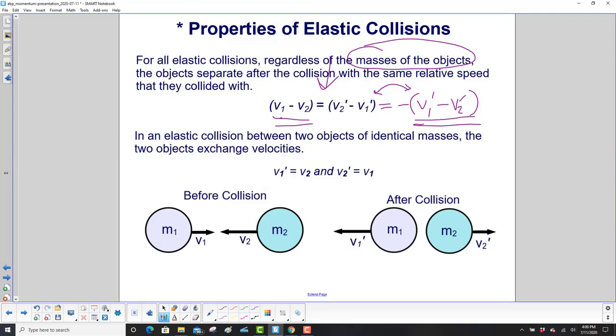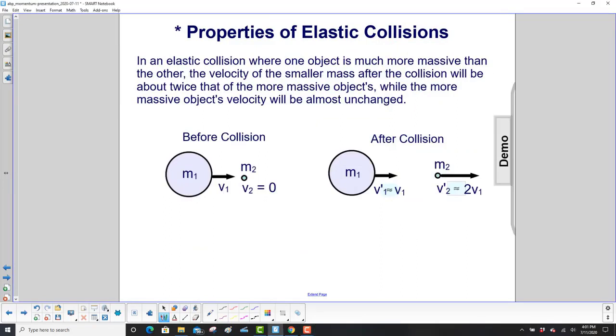What if I have an elastic collision between two objects of identical masses? What happens? Well, in that case, v1 prime is equal to v2 and v2 prime equals v1. You'll see that if you ever play billiards or shoot pool. If you hit the cue ball, and it hits another ball that's not moving, that other ball takes off with the same velocity that the cue ball had, and the cue ball stops. So you're exchanging velocities.